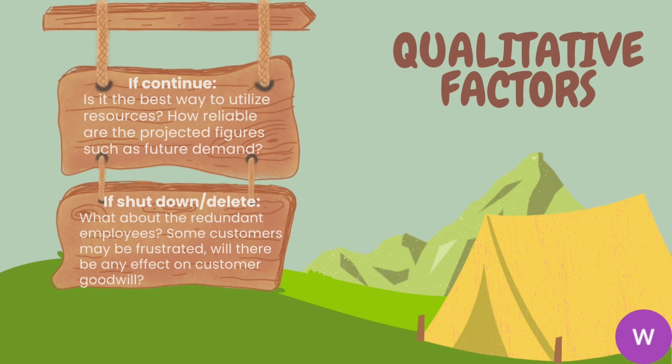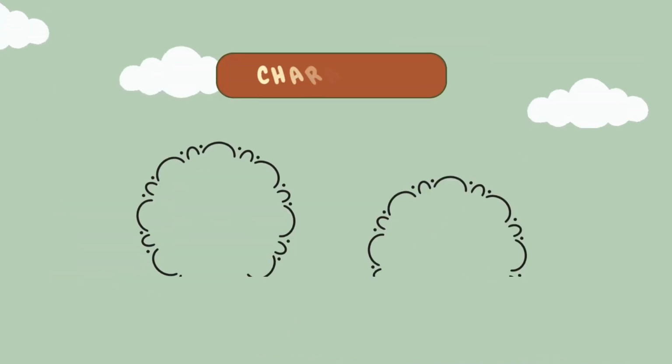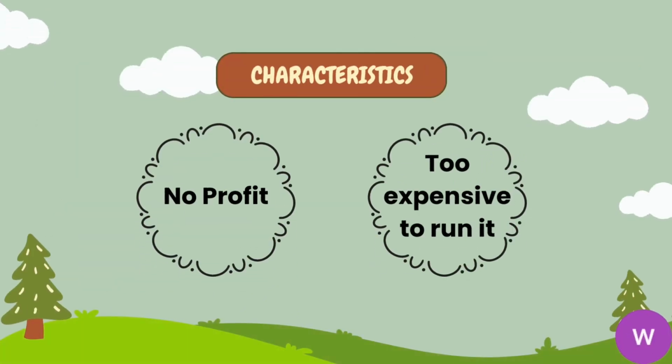The second one is negative perception. The closure might lead customers to perceive the company in a negative light. They may question the company's stability, reliability, and ability to fulfill its promises. The negative perception can affect future business opportunities for the company or any potential rebranding efforts. The characteristics of discontinuing a segment is unprofitable products and running costs become too expensive to support its existence.